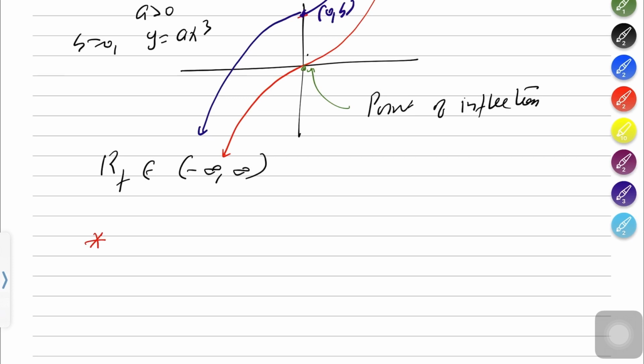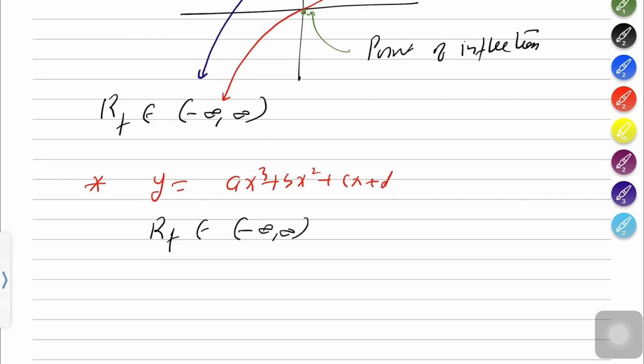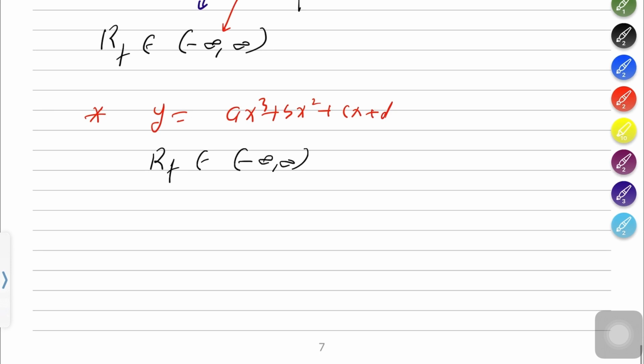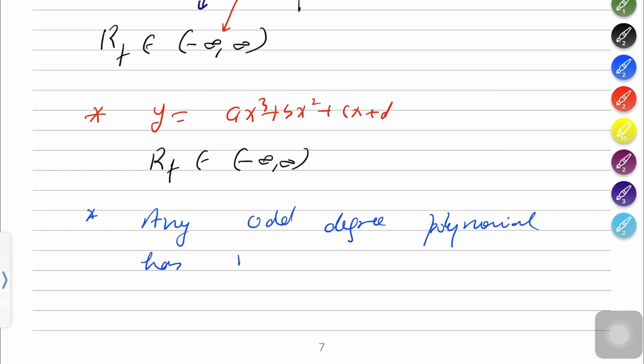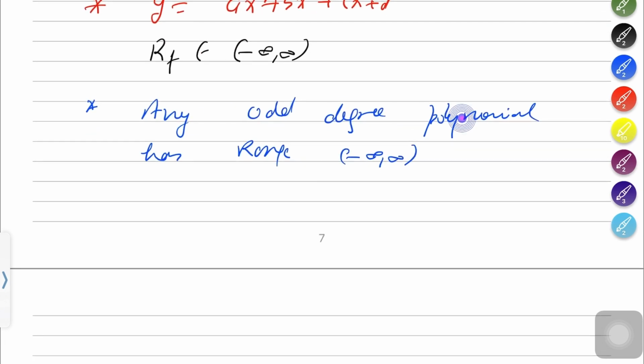In general, it's very difficult to draw the graph of any general cubic function, but for any cubic function ax cube plus bx square plus cx plus d, the range of the function will be minus infinity to infinity. Or in general, you should know that any odd degree polynomial has a range minus infinity to plus infinity if there is no restriction on x.